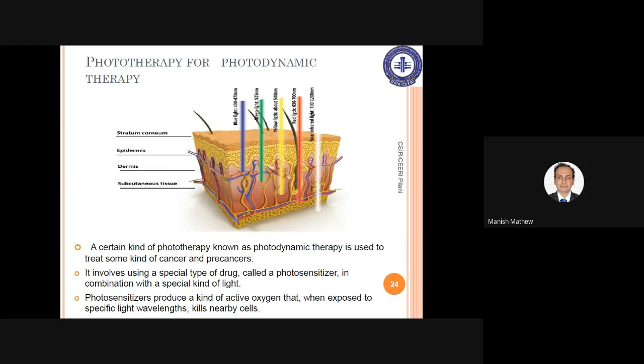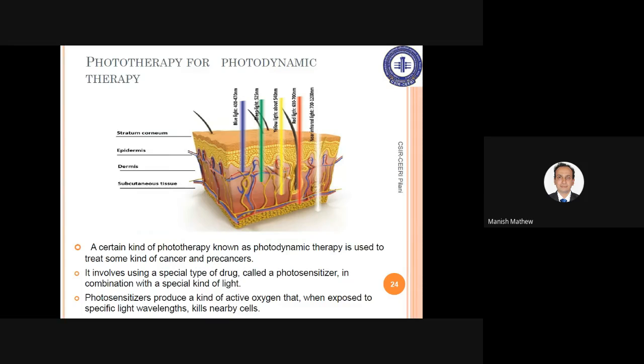So if someone has skin cancer or something like that, in that case, this treatment is used. What they do is they inject a drug that is photosensitive in that particular area, and then they expose this to a particular wavelength of light. And when these cancer cells are exposed to that light, they are killed or destroyed.